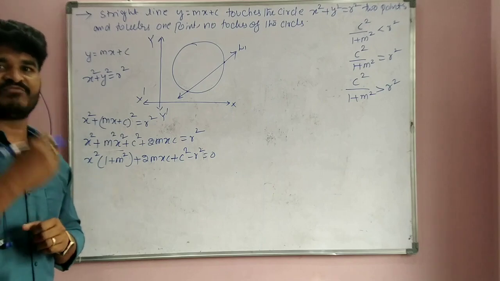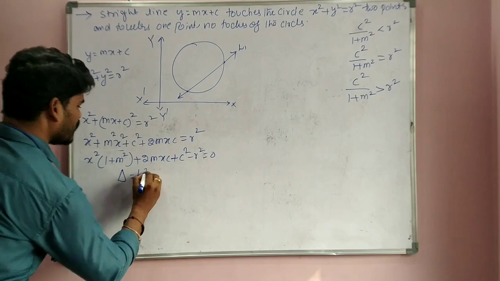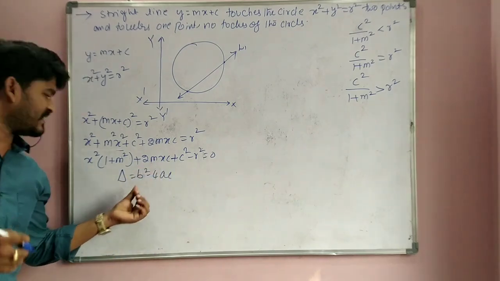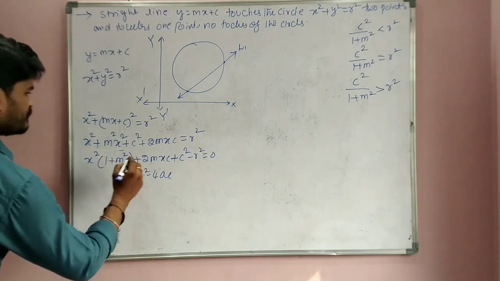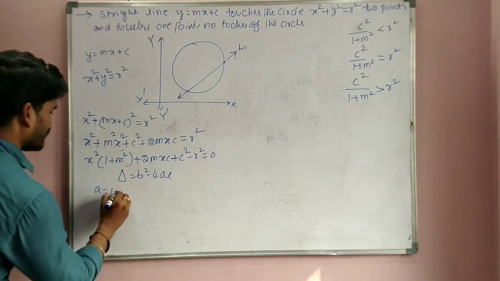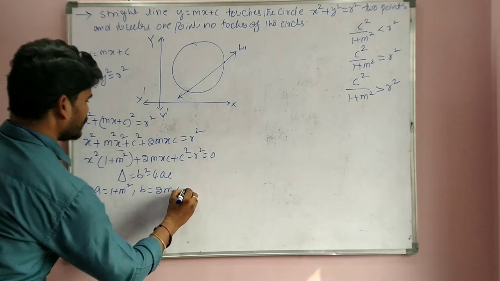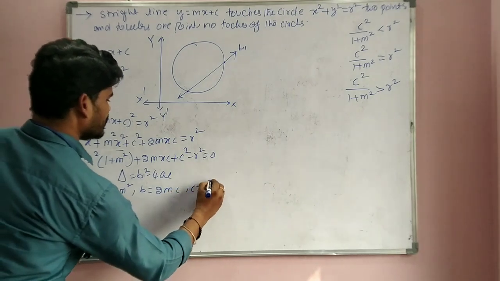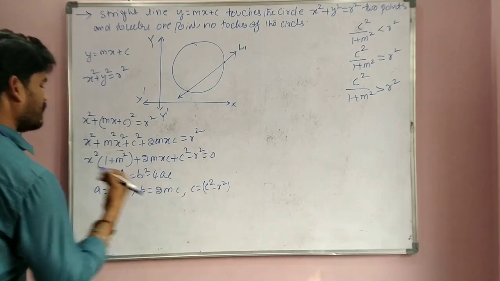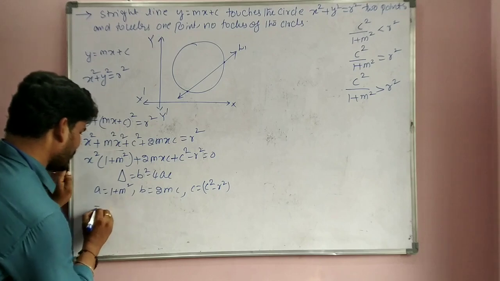Already we know that the nature of the roots is nothing but delta is equal to b square minus 4ac. We know that this is the previous knowledge, right? Here, from this equation, a is equal to 1 plus m square, b is equal to 2mc, next c is equal to c square minus r square. These are the values.